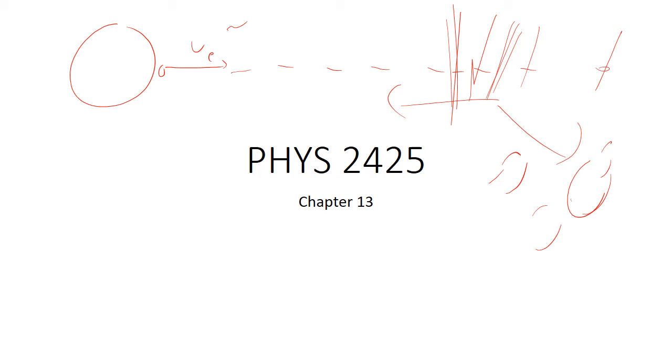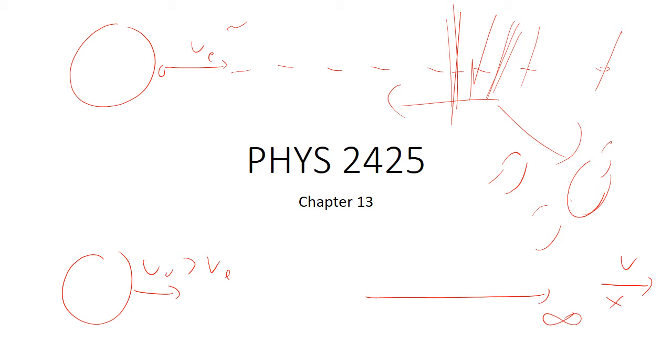But just for the sake of argument, let's say that we shoot something upwards with an initial velocity that is slightly greater than escape velocity. That means when it reaches an infinite distance out here, it's still moving with some final velocity. So I want to know what would be that final velocity. So let's do a particular example.